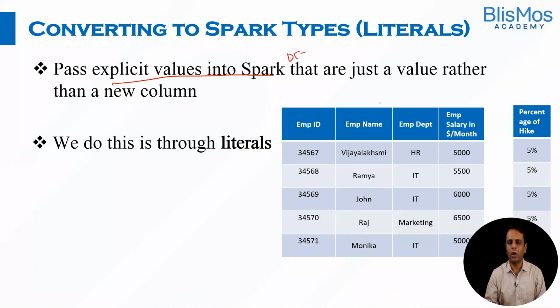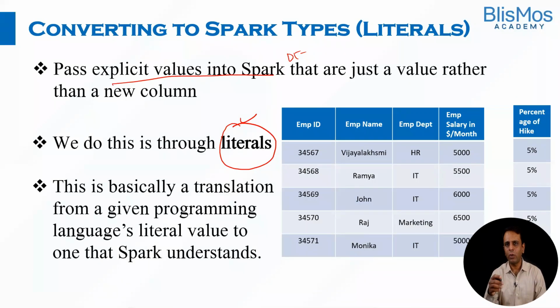Instead of adding one more column, we can do this by using literals. Whenever you want to pass same values to all the records in the data frame, or you want to add a column or pass explicit values to a data frame with each record having a same value, you will do it through literals. When you use a literal, what essentially happening is the literals are translated from a basic programming language to a literal value that Spark understands.